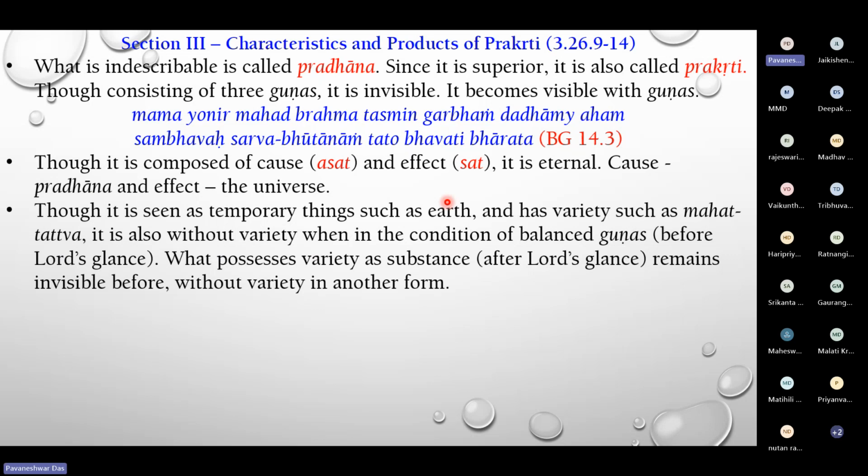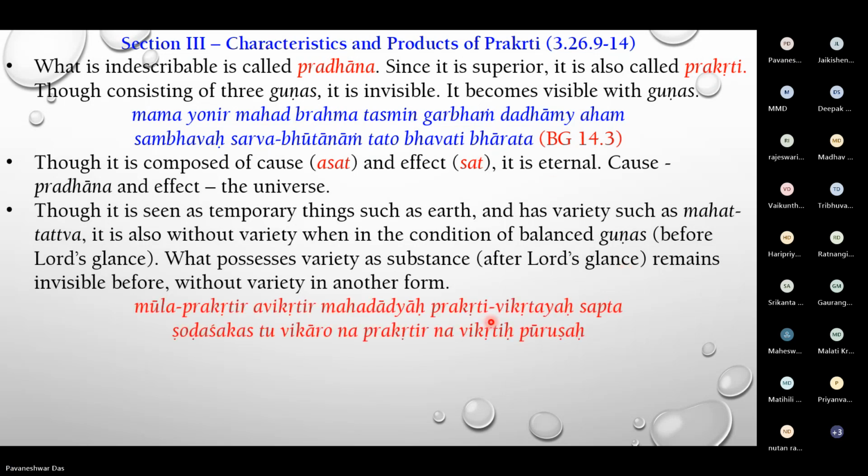Though it is seen as temporary things such as earth, and has variety such as Mahatattva, it is also without variety in the condition of balanced gunas. Before the Lord's glance, it has no variety. After the Lord's glance, it has variety. What possesses variety as substance after the Lord's glance remains invisible before, without variety, in another form. In the Avyakta state, there is no variety. But after the Lord's glance, it is manifesting so much variety. That is called Prakriti, Moola Prakriti.